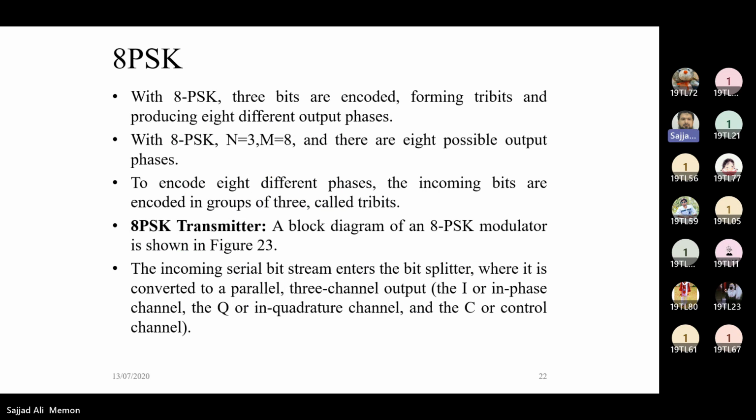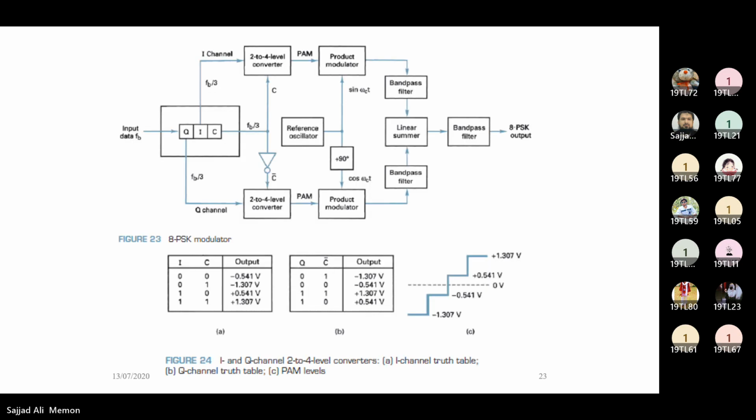So the incoming serial bit stream enters the bit splitter where it is converted to a parallel 3 channel output. The I is the in-phase channel, the Q is the quadrature channel, and the C is not the common channel but is the control channel. So figure 23 shows the block diagram, whereas figure 24 shows you the truth table and the PAM levels.